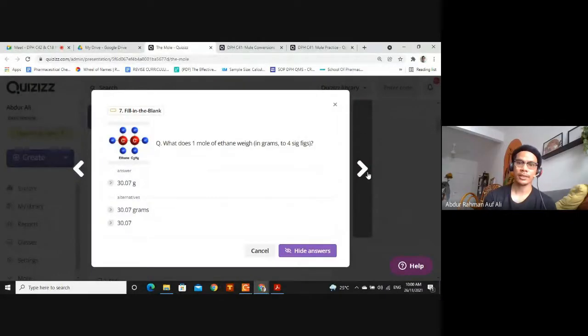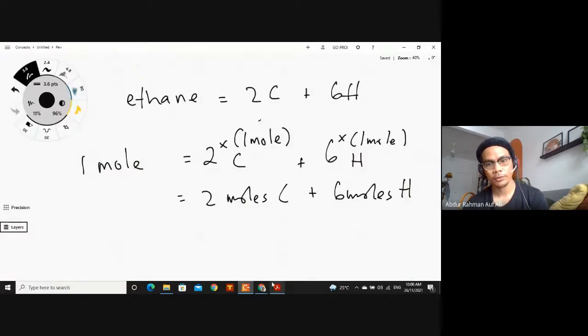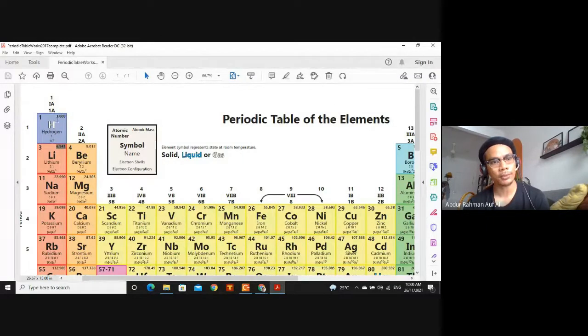Weights. Dan kat sini dia bagi dalam kurungan in grams to 4 significant figures. Jawapannya adalah 30.07. But how did we get 30.07? So how do we calculate this? Kamu kena tengok periodic table lah. Okay, so kamu kena tahu the atomic mass of carbon berapa, atomic mass of hydrogen berapa. So from the periodic table kita tahu berat hydrogen 1.008.